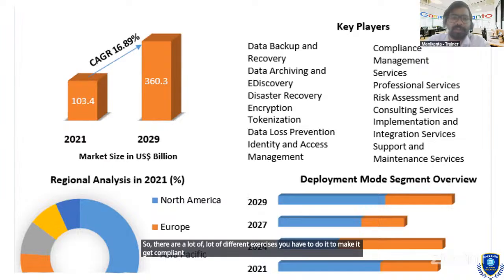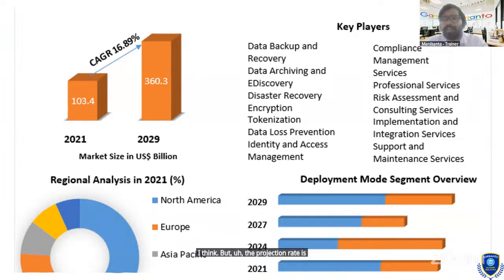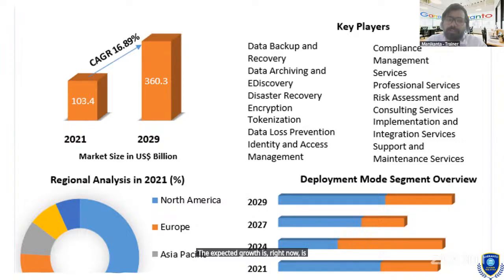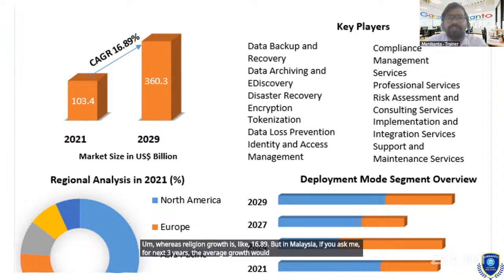It's not just a high-level thing, but the projected growth rate is actually very high. If you start a career in privacy right now as an analyst or privacy champion, the expected growth is at least 20 to 25%, whereas regional growth is like 16.89. But in Malaysia, if you ask me, for the next 3 years the average growth would be around 30 to 45, and that's the bare minimum I'm telling.